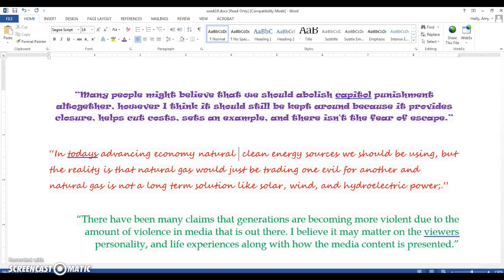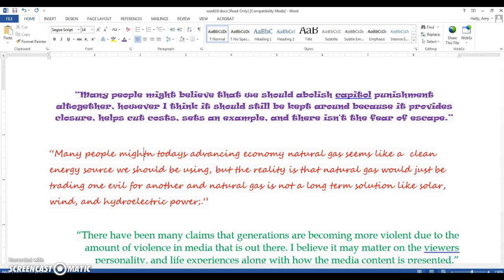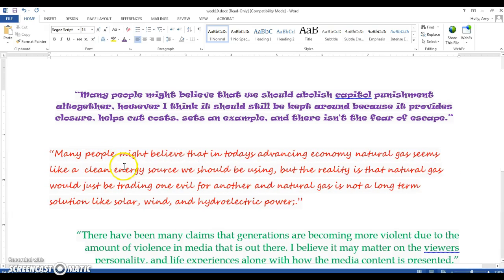We could say natural gas seems like a clean energy source we should be using. Or you could follow the structure of what Devin has done up here and say, many people believe or might believe that in today's advancing economy, natural gas seems like a clean energy source we should be using, but the reality is that natural gas would just be trading one evil for another, and natural gas is not a long-term solution like solar, wind, and hydro. Then we still need the central claim to which this would all be connected, which would be an actual proposal.